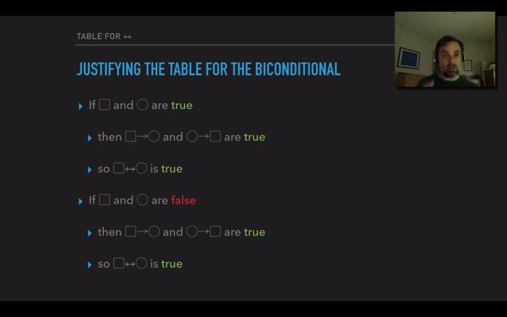So what we see here is that whether box and circle are both true or both false, in either of those situations, both of the conditionals are true, and so the biconditional is true. And so that's why the biconditional is true on the top and bottom rows of the table, when box and circle are true, or when box and circle are false, i.e. whenever box and circle agree.